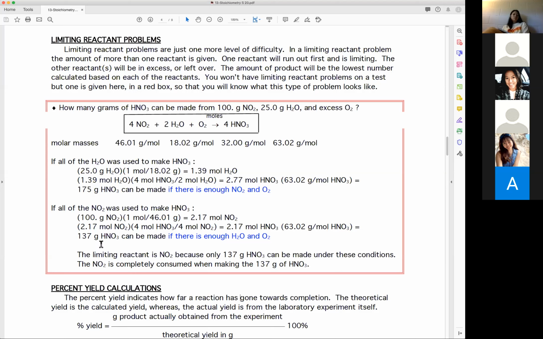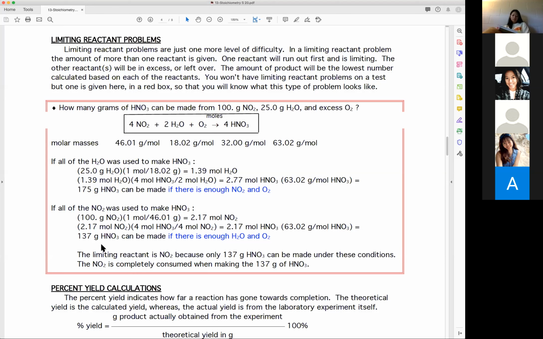So now the answer is, how much can I make? Can I make 175? Or can I make only 137? The answer is you can only make 137, because after that you don't have any more nitrogen dioxide. So nitrogen dioxide is the limiting reactant.